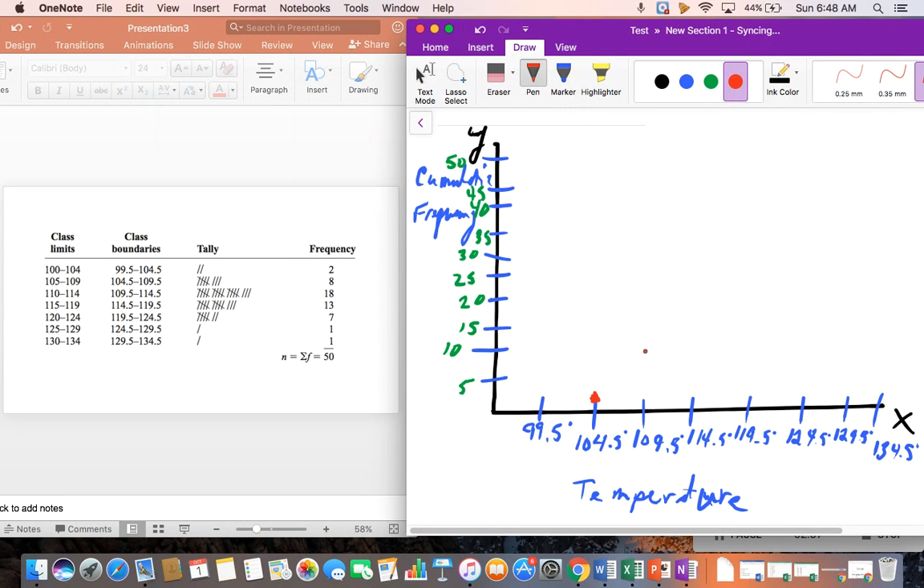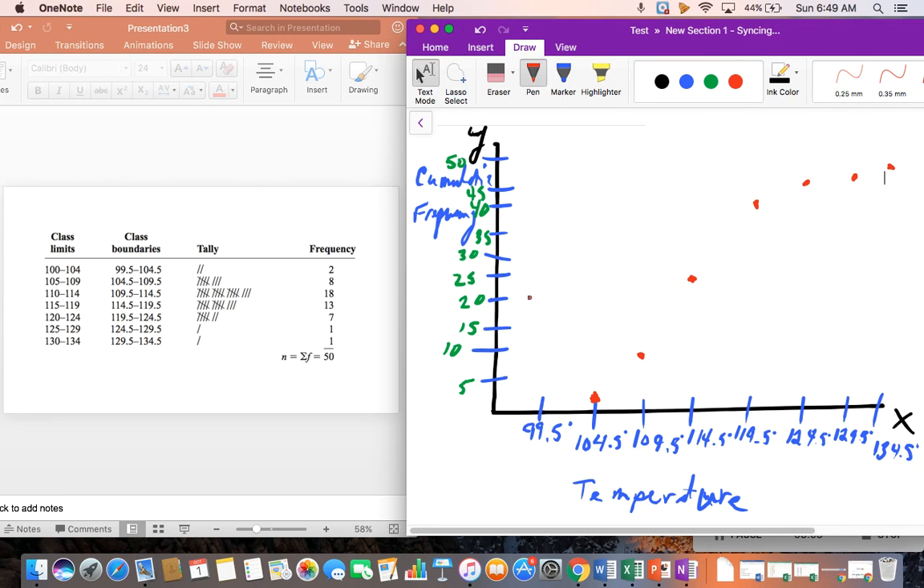So that would be at this 10. We have 10 plus 18, so that's 28. So 28 will go at the upper class boundary here. Plus 13, so that'll be 41. That 41 will go at this upper class boundary over here. Plus 7, so that's 48, so that will be over here. And then it'll be plus 1 and plus 1.